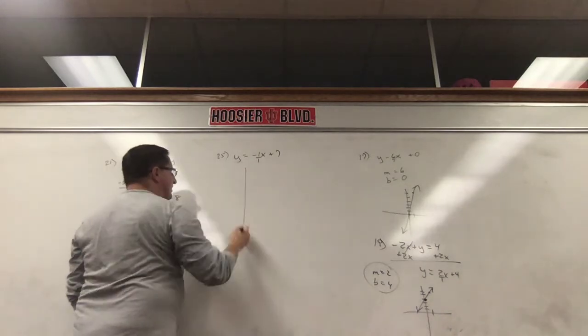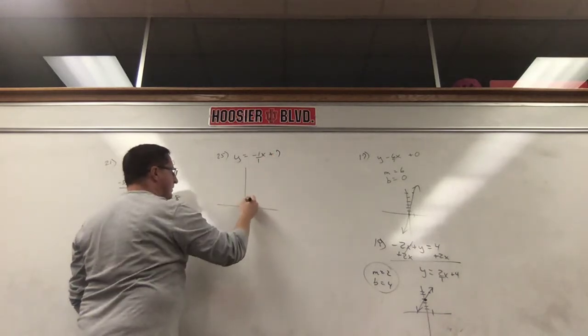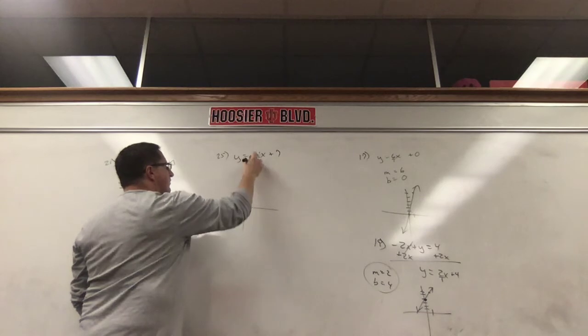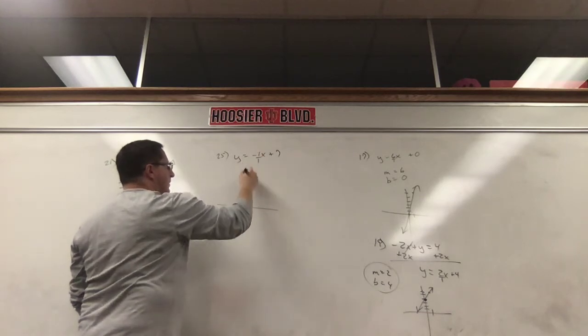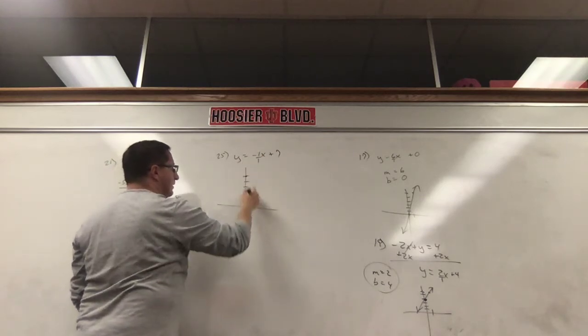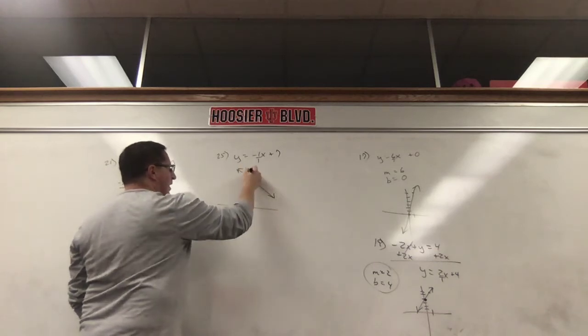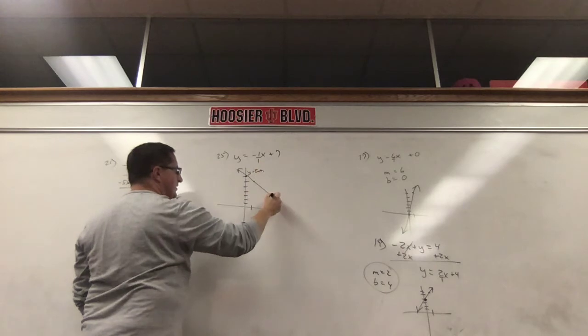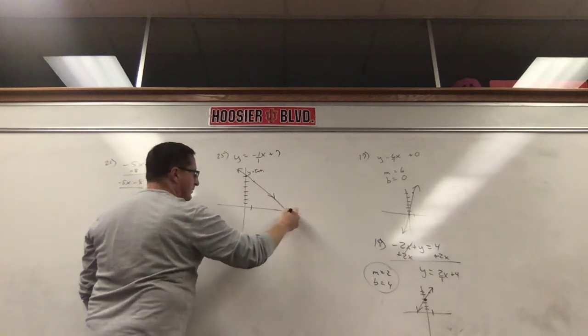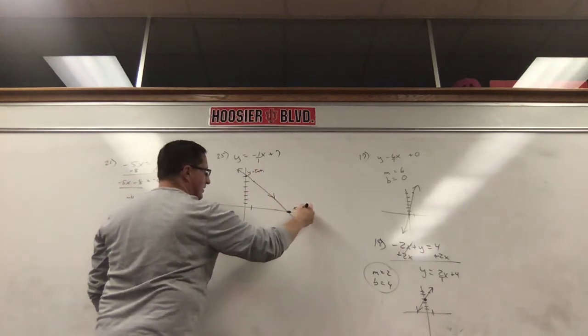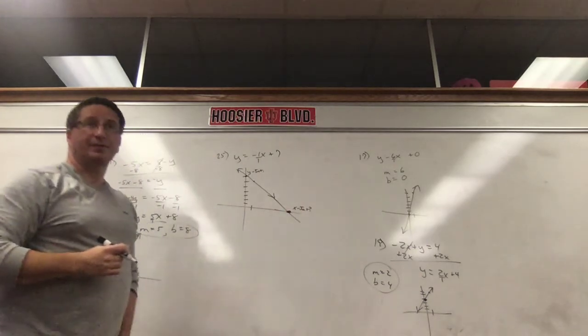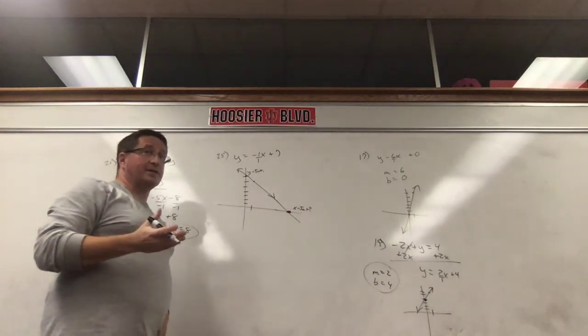So how we graph this thing, we go up 7. And then from there, we rise -1 and run +1. So we go down 1 and right 1. And there's our line. Now they also ask us for the x-intercept. Well, this point right here is the x-intercept, which is something. We just don't know what it is. And I haven't told you how to find the x-intercept yet.